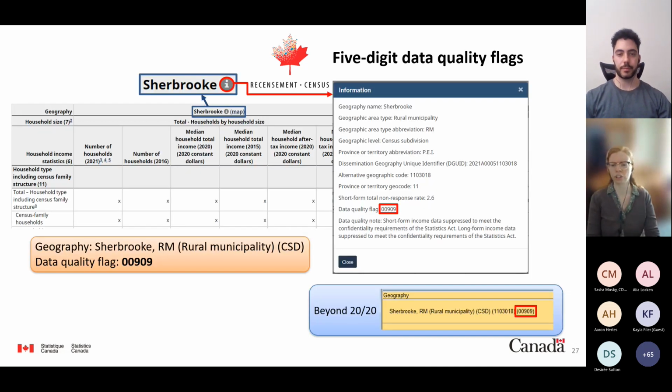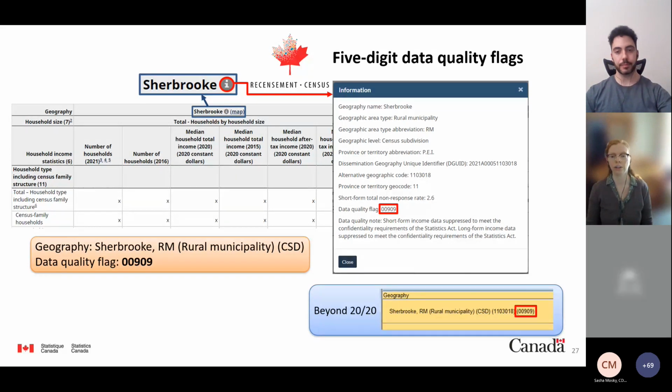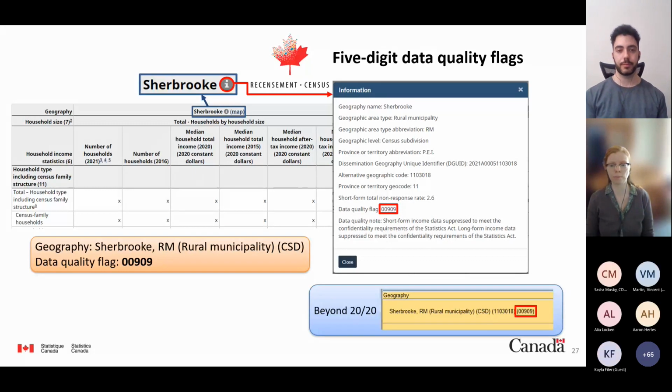These are 5-digit codes that give a broad at-a-glance indication of data quality for a given area. In this slide, we have an example showing the code for the rural municipality of Sherbrooke, Prince Edward Island. In this area, the 5-digit flag is 00909. The images give a reminder about where to find this code: in tables on the website by clicking on the information button, or in Beyond 2020 format shown in the bottom right of the slide.